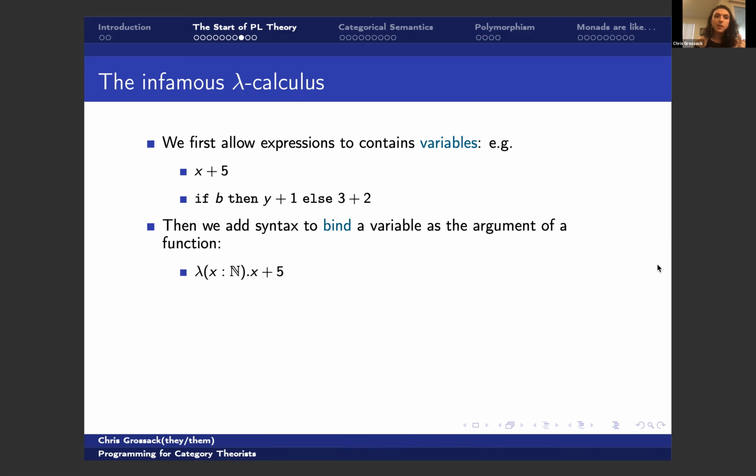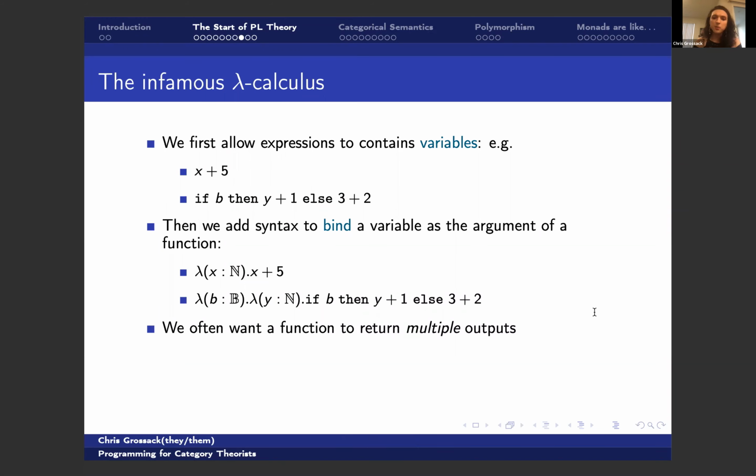So lambda x of type N, x plus 5 is going to be a function which takes in some x, a natural, and spits out x plus 5. And similarly, lambda b of type bool, y of type N is the function which takes in a Boolean and then spits out this function. And this function takes in a natural and spits out whatever this happens to evaluate to.